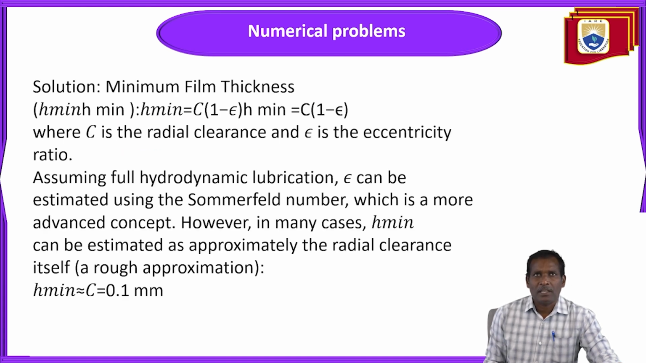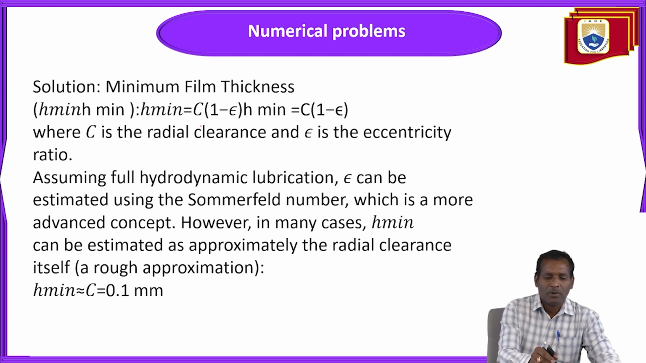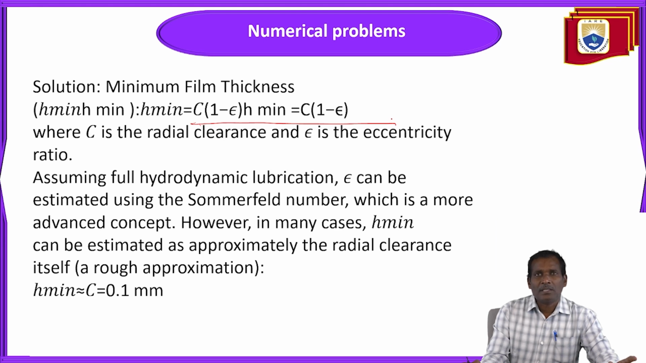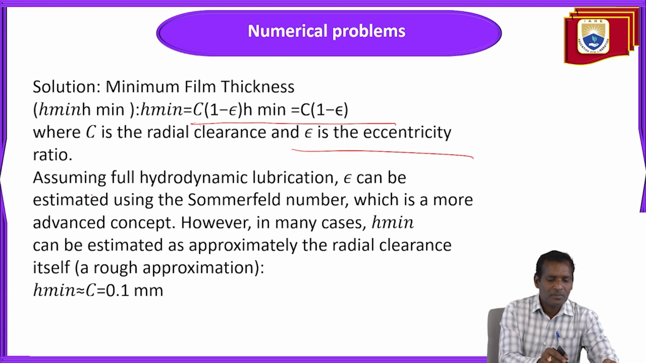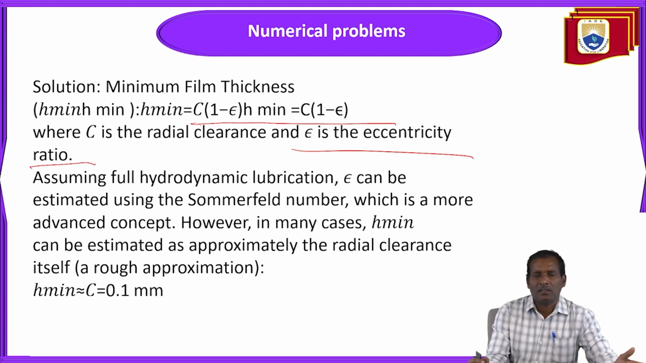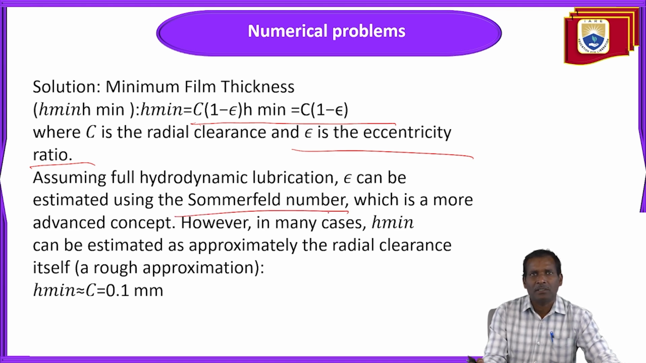So in this, first you calculate the minimum film thickness by using this formula. The minimum film thickness is equal to c into (1 minus epsilon), where c is the radial clearance and epsilon is the eccentricity ratio. There is eccentricity between the journal and the bearing when it starts to rotate, so the eccentricity value you need to calculate. Assuming full hydrodynamic lubrication, this eccentricity can be estimated using the Sommerfeld number, which we have seen in the previous slide.